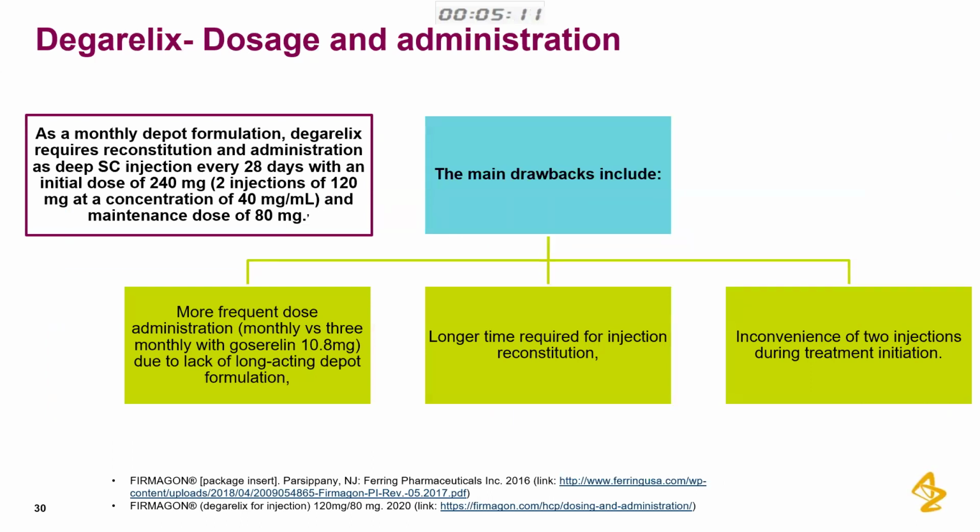And coming to Degarelix, the main drawbacks are that it is given every 28 days. The main drawbacks are the more frequent dosing, monthly compared to 3 monthly with gosling, the longer time required for injection reconstitution, and the inconvenience of 2 injections during treatment initiation, because we give a loading dose of 240, so 2 doses of 120 have to be given.